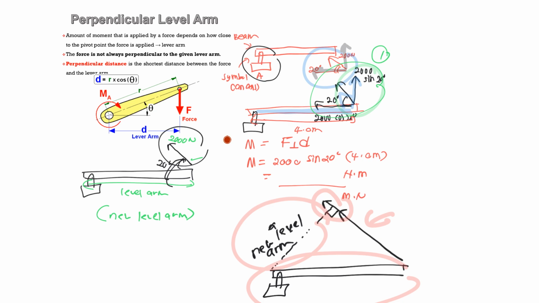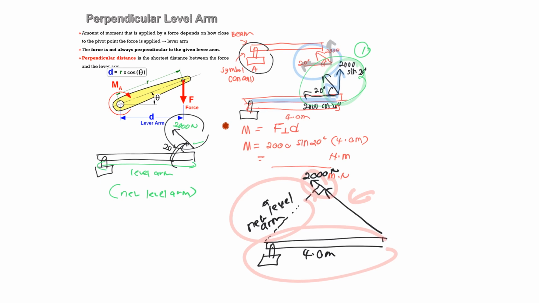Here is 4 meters, and here I give the force as 2000 Newton. So for me to find the new lever arm, I need to use trigonometry. Definitely I need to find the new lever arm here. So I'm going to use sine theta, opposite over hypotenuse, sine 20. My opposite is going to be this one, this is adjacent and this is my hypotenuse.